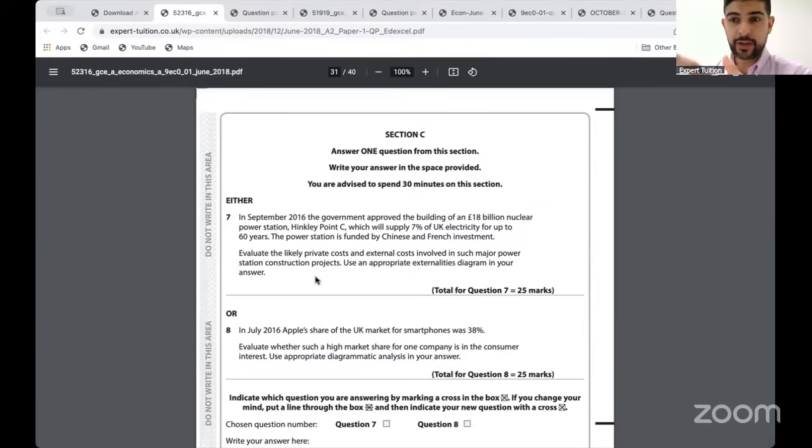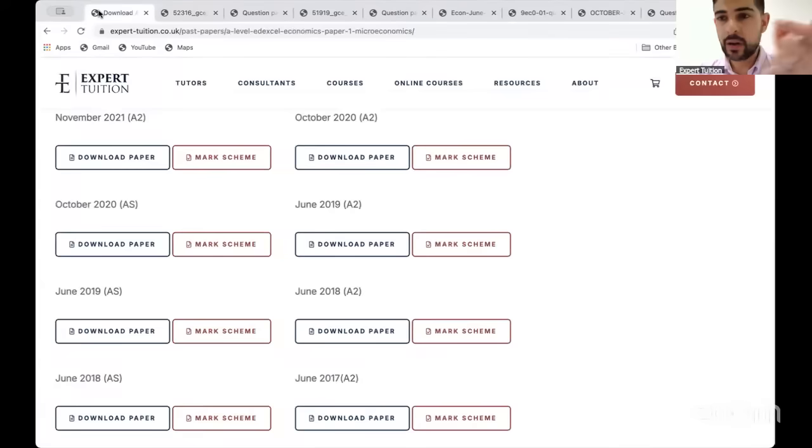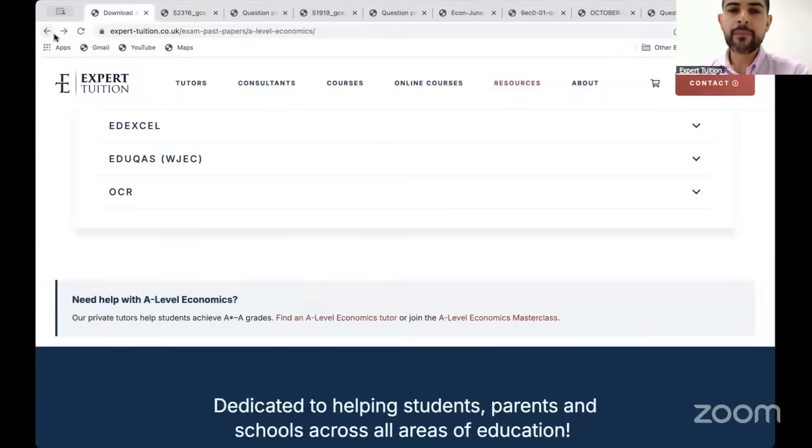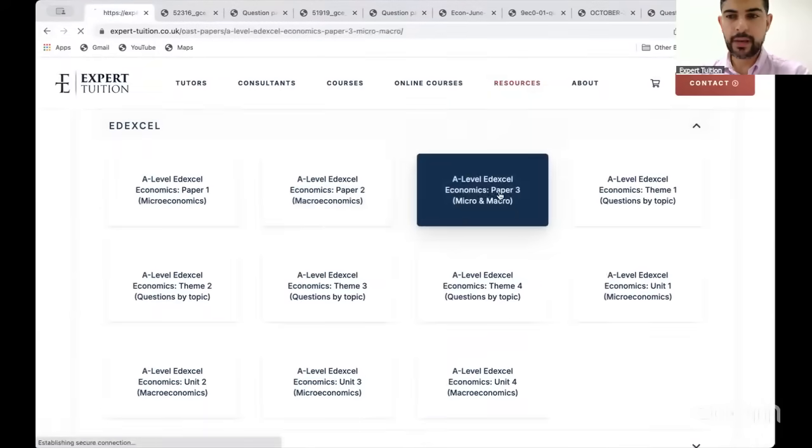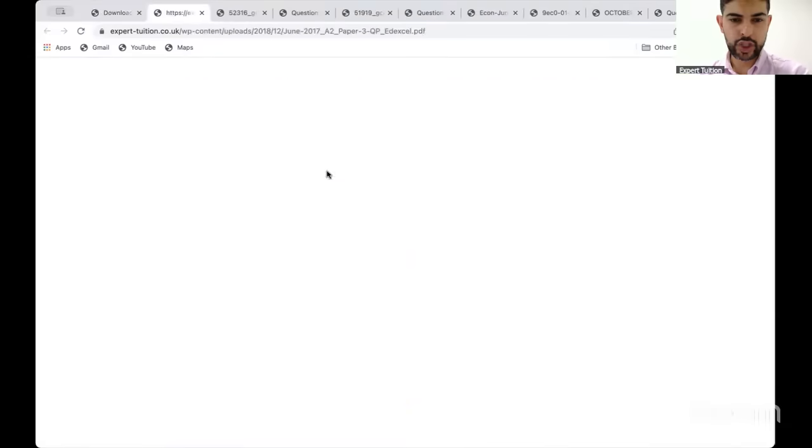If I had a 25 marker and I had a choice, the other option here is way better, by the way. We'll deal with that later if we can, about the impact of a monopoly on consumers, whether it's good or bad for them. But as a data response, no problemo at all. 12 marker, 8 marker, etc. Happy days. The one I want us to do is going to be from paper 3, June 2017, about Chile.